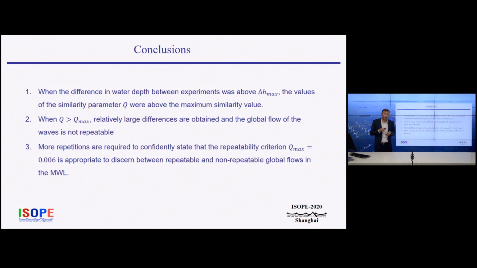We need more repetitions to confidently state that if we have a repeatability criterion less than 0.006, then we can say that we have repeatable or non-repeatable global flows.